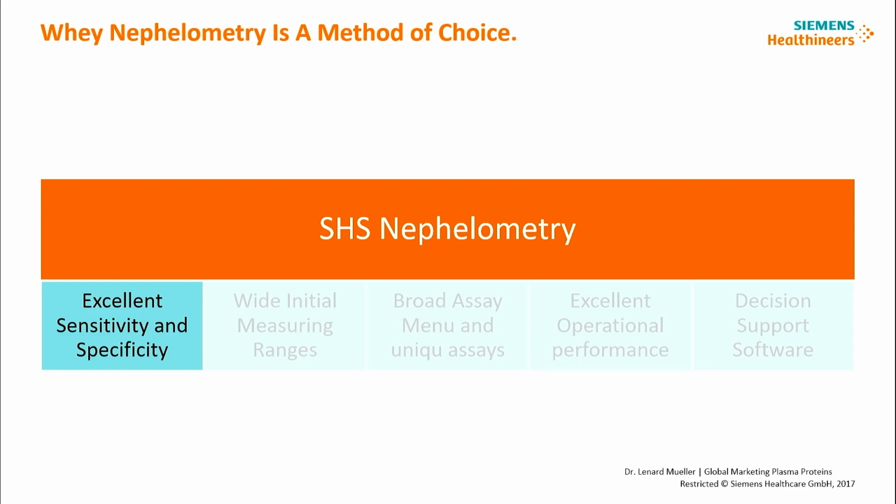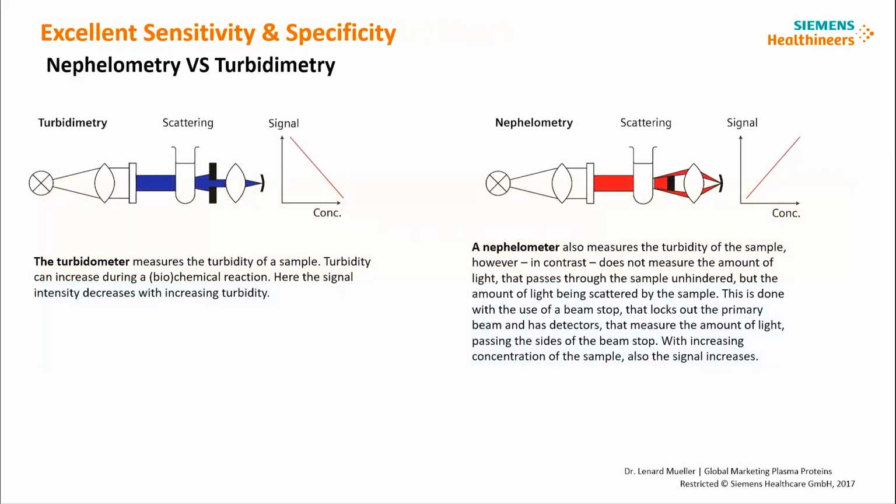To answer the first question, why nephrometry is the method of choice and why it provides excellent sensitivity and specificity, we need to see the difference between turbidimetry and nephrometry. There are two methods in the market for plasma protein testing. The first one is turbidimetry, the second one is nephrometry. In both of them, there is a reaction happening between antigen and antibody, and at the end we have the antigen-antibody complex.